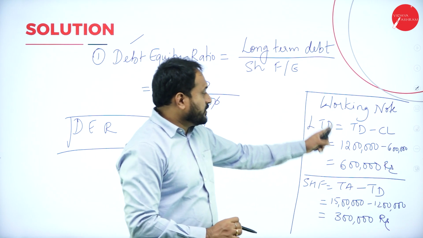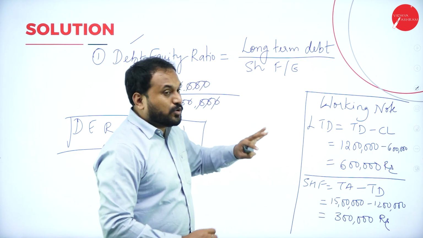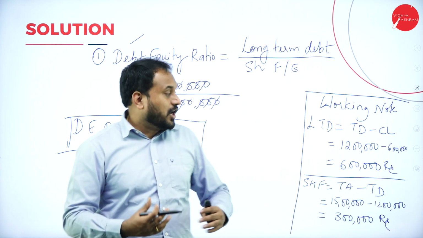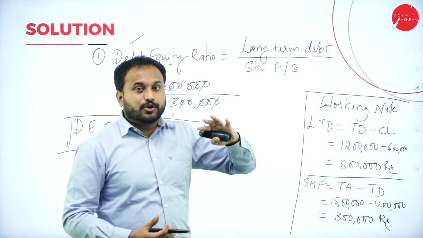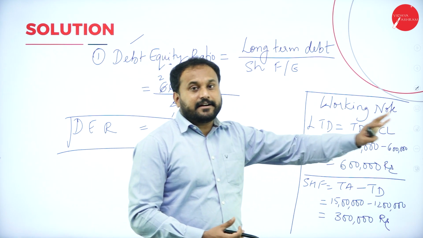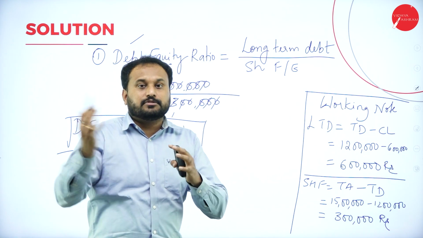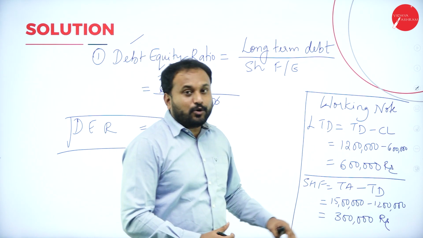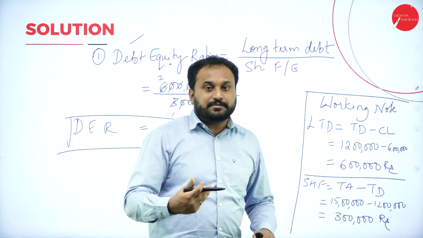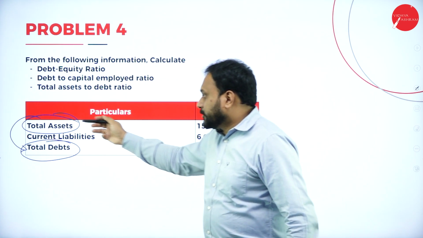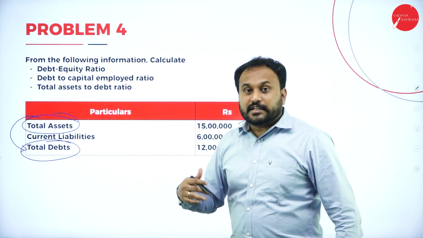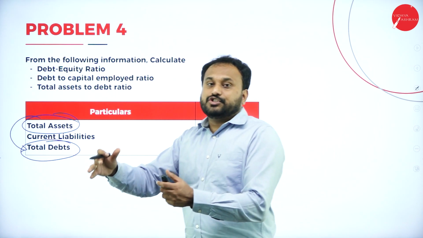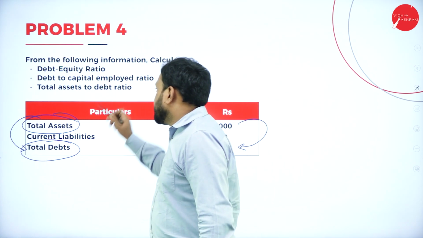You got your mark. So working note, you got it. Whenever you don't get the proper information, you are supposed to analyze that. What is your long-term debt? Long-term debt is equal to total debt minus current liability. See, total how much it is, you are supposed to subtract it with the current liability. Then you will get long-term debt. Next is shareholders fund. You have only these 3 items here, right? Total asset, current liability, total debt. So your shareholders fund is total asset minus total debt. So the first one is done.